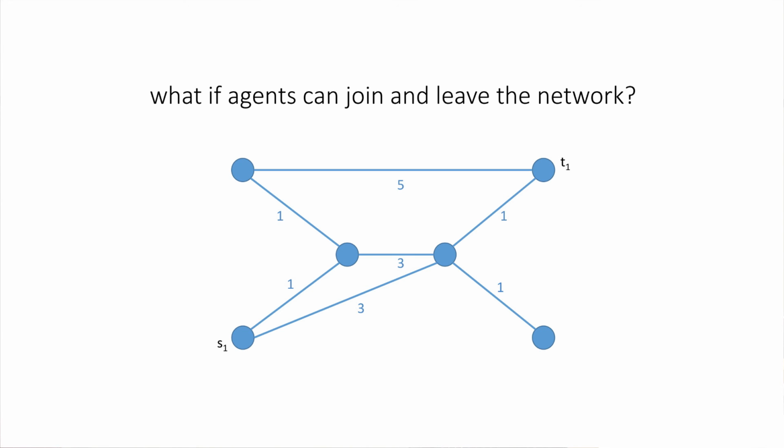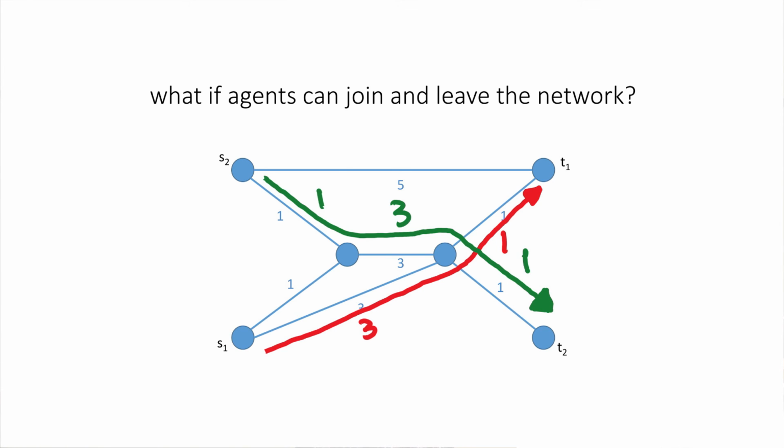Here is an example. I have this graph, maybe there is only one agent to start with, trying to send traffic from S1 to T1. The cheapest path to do that is this path that I have shown. Now, a second agent joins. When the second agent joins, she also chooses her cheapest path, which is again the green path that I have shown.